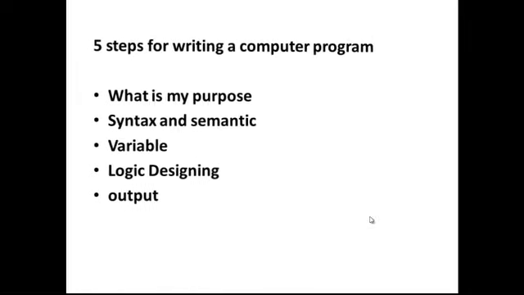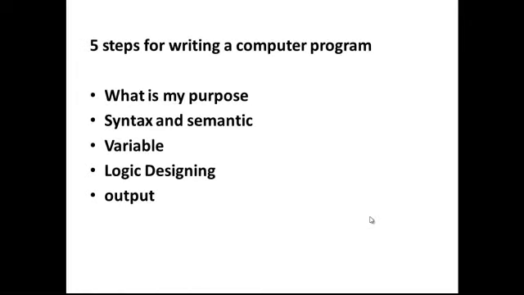So basically there are 5 steps for writing a computer program. These are the main 5 things that you should know before you start to write a computer program. First of all, you should know the purpose of writing a computer program. After that, the syntax and semantics. Third, variables, and after that logic designing, and in the last you should know about the output. Let's see and explain them one by one.